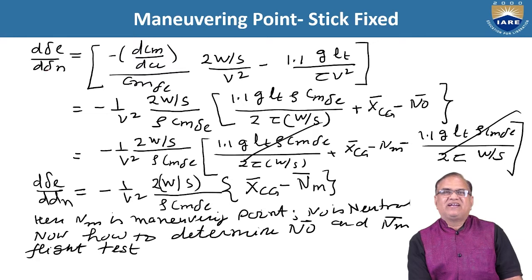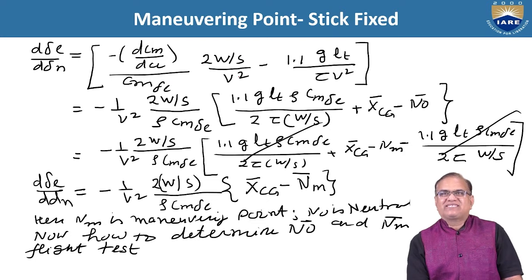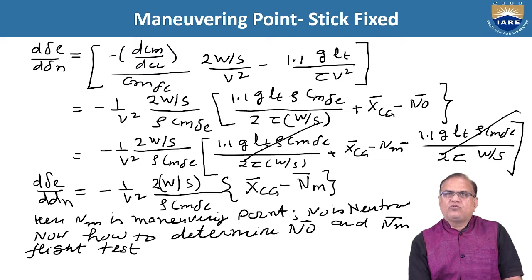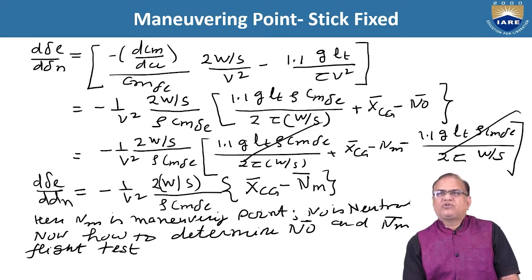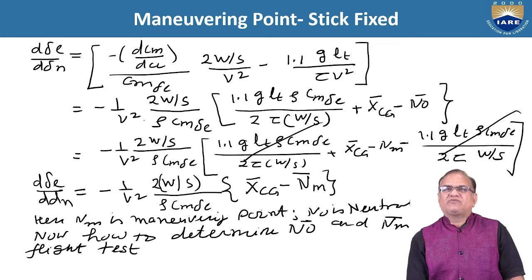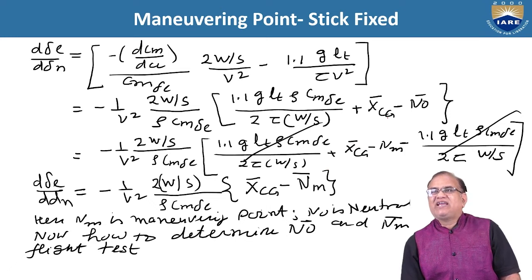Delta E by delta n is equal to minus dCm by dCl, Cm delta E, 2 W by S V square, minus 1.1 GLT by tau V square, is equal to minus 1 by V square, 2 W by S rho Cm delta E, we have taken the common. So here we will get 1.1 GLT rho Cm delta E, 2 tau WS plus XCG minus N0. So here minus 1 by 2, 2 WS rho Cm delta E, this value plus XCG, and for N0 we can write minus Nm minus 1.1 GLT rho Cm delta E by 2.